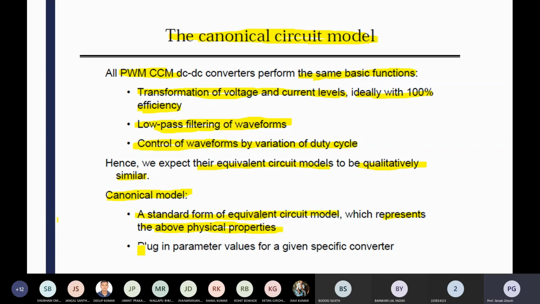Okay, I think you are able to know that concept: plugging parameter values into the given specific converter. So definitely, for the specific converter, a specific value will be there. How do you select the specific value? That is another important issue. Like you are selecting the switching frequency 50 kilohertz. Why are you selecting 50 kilohertz? What is the basic motivation behind it?